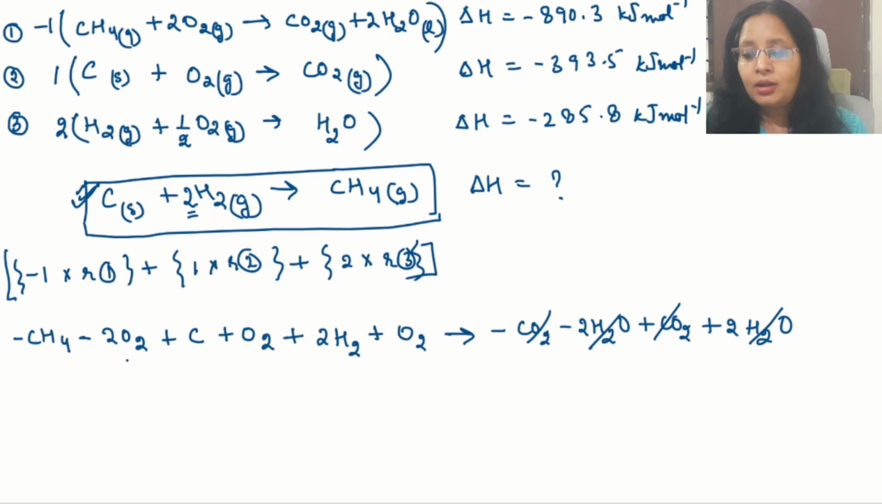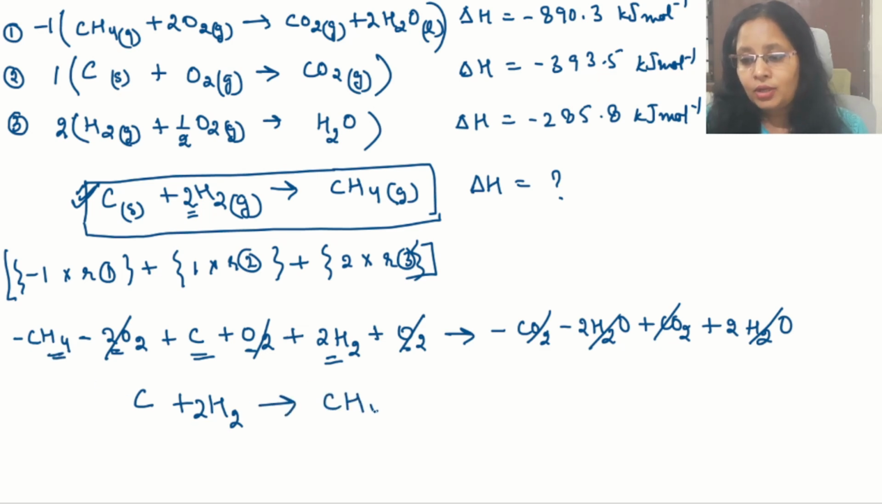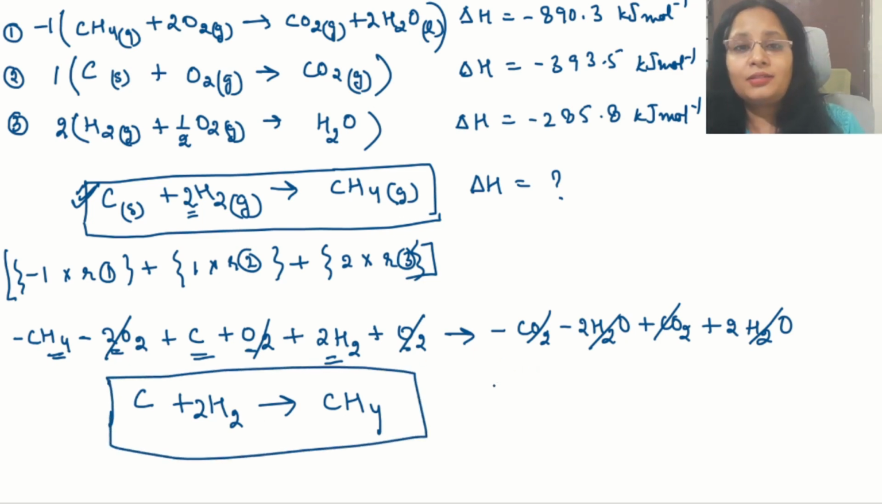Look up here on the left hand side, 2O2 and this is plus 1 plus 1, so that is 2 and this cancelled out. Now see what is left over. Left over is carbon here plus 2H2 here and minus CH4, that we will write as CH4 here. So now we got our reaction. Using the 3 combustion reactions, we reached the formation of methane. It means our operation was correct.